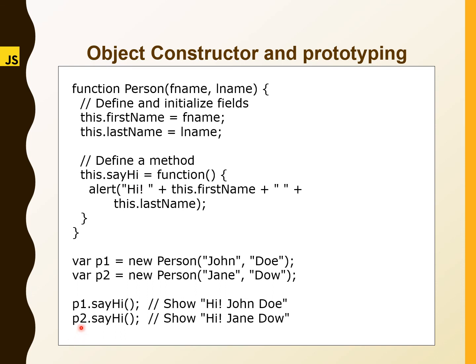The next statement is P2.sayHi. What happens is P2 is an instance of the person object. So P2 contains the data, first name Jane and last name Doe. So inside the corresponding sayHi function, an alert message box will be generated with the value hi Jane Doe. So this is an example of an object constructor in JavaScript.